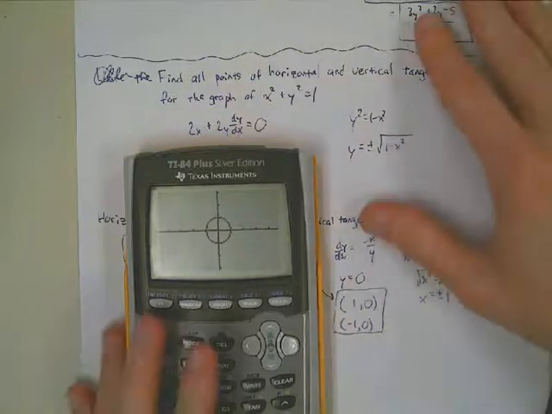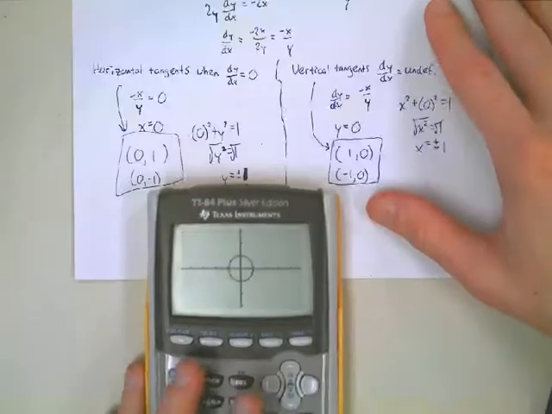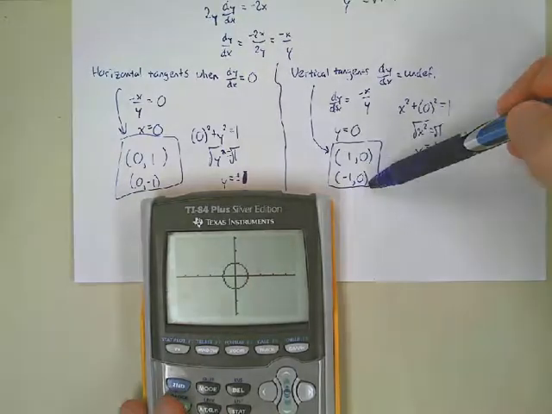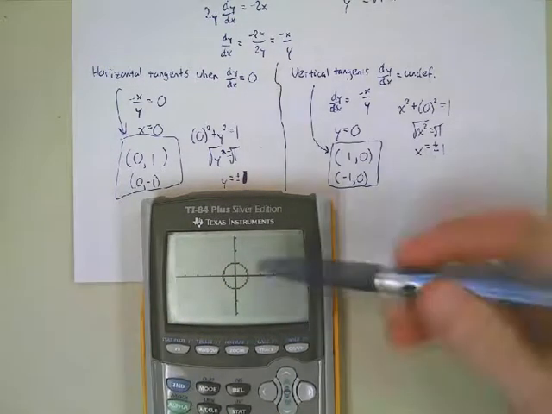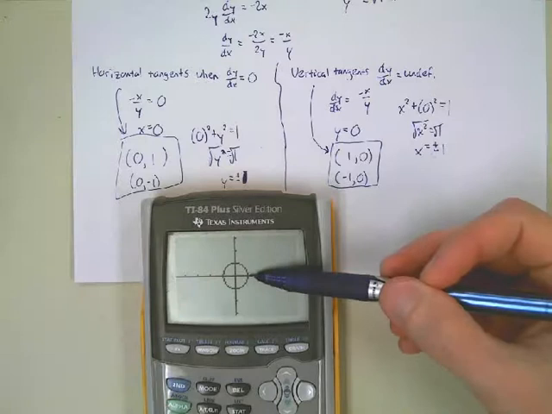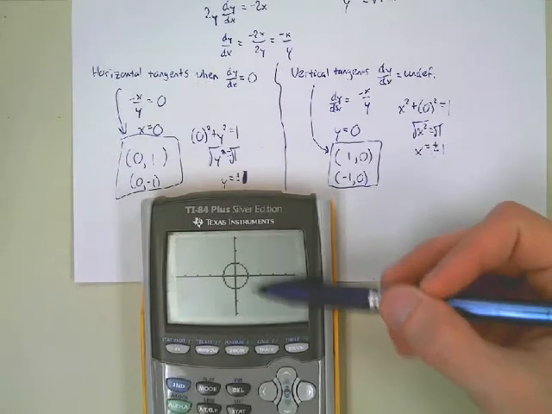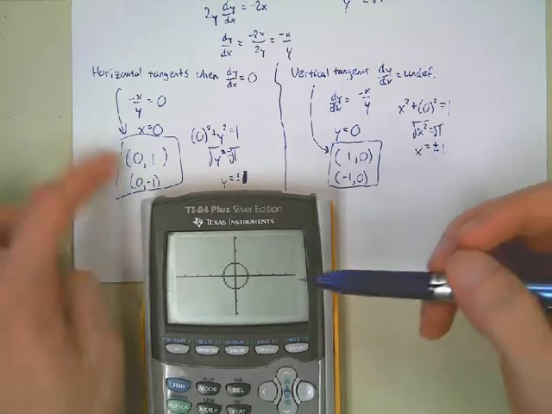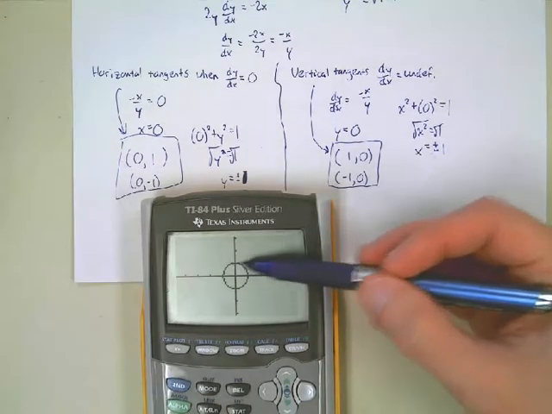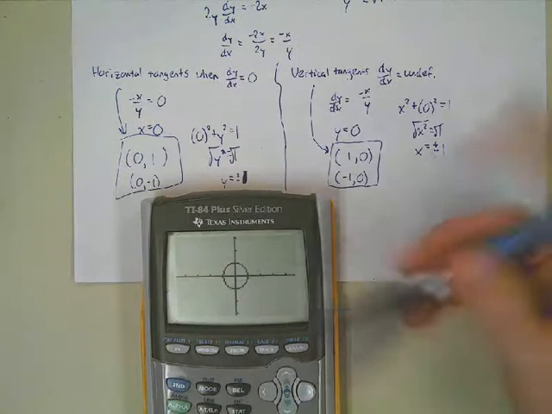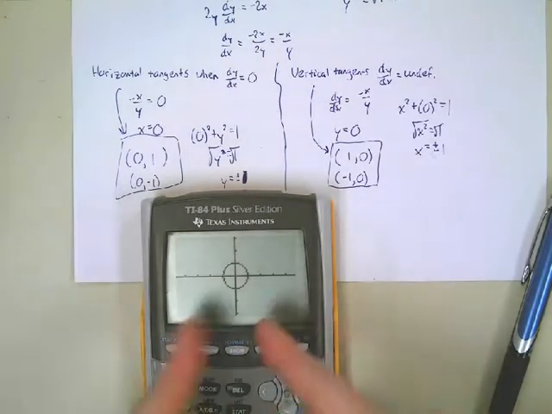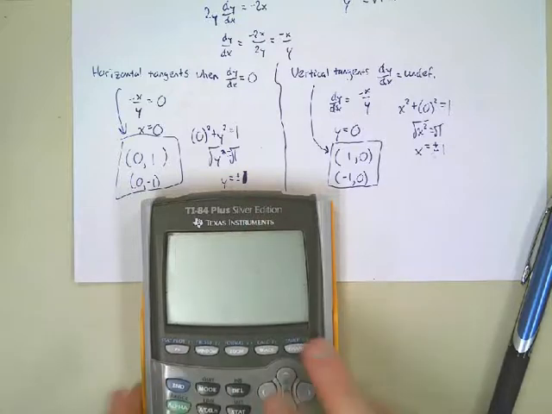So let's convince ourselves we're right. Josh said we have the points 1, 0 and negative 1, 0. Does it look like we should have a vertical tangent at 1, 0? Yeah. Negative 1, 0? Yeah. Should we have horizontal tangents at 0, 1? Yeah. And 0, negative 1? Yeah. So there you go. Put those vertical tangents in and make it look like a TIE fighter. All right. Moving on.